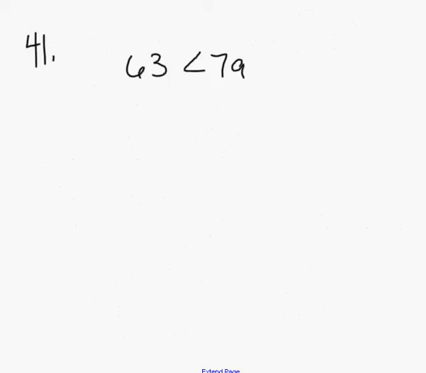Number 41 says 63 is less than 7a. This is a pretty simple one. I divide both sides by 7. And 7 goes into 63 9 times, so I have 9 is less than a.